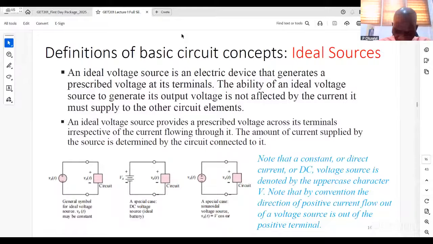Can you see that? v_s(t) is equal to capital V cos omega t. That is because you are dealing now with a sinusoidal wave source. Note that by convention, the direction of positive current flow out of a voltage source is out of the positive terminal. Please take note of that note that I put in blue. Whichever place that you take as your positive is where your current flows out from.